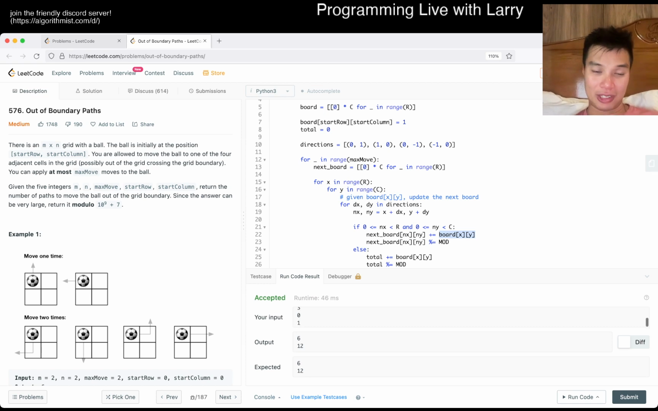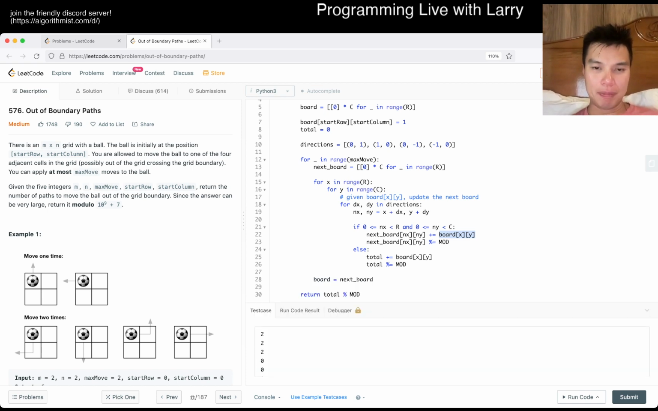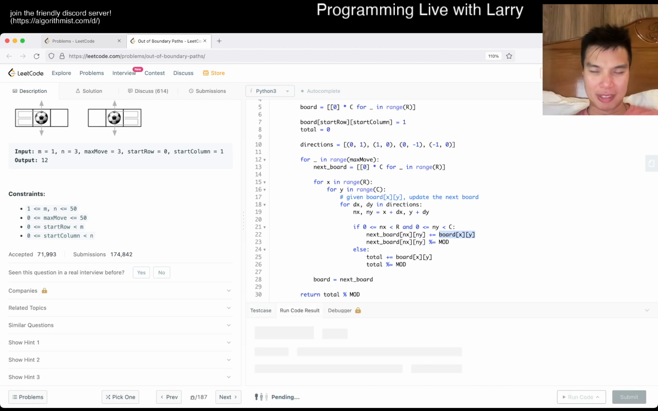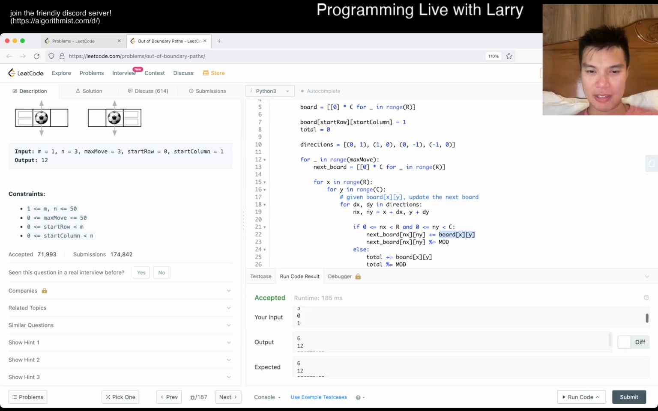Okay, so this looks good for now. Here, it's very easy to have a max move type situation. So let's have a 50 by 50 with max move equal to 50, and maybe start at like 25, 25 or something. So then let's give it a spin. Okay, so that looks good and it runs in good time. So let's give it a quick submit.